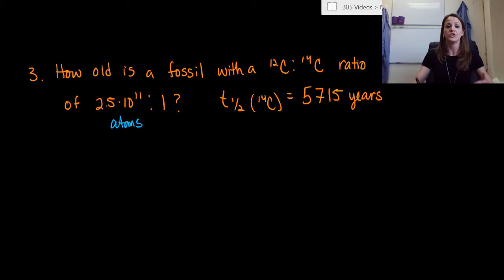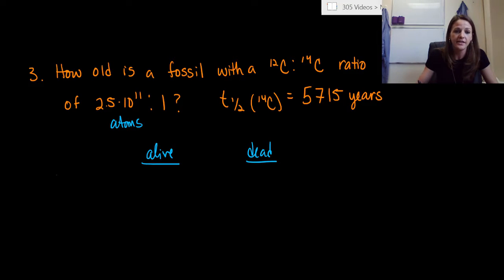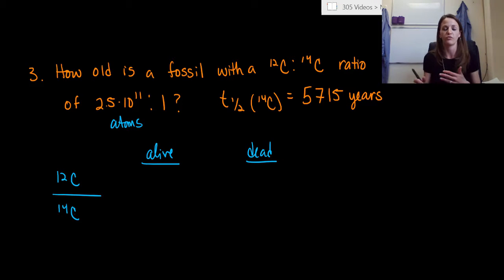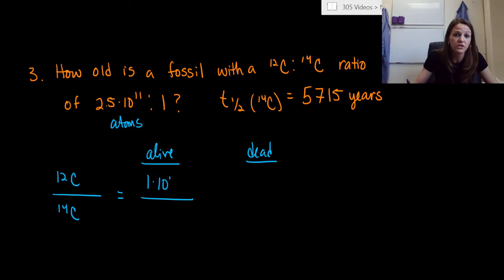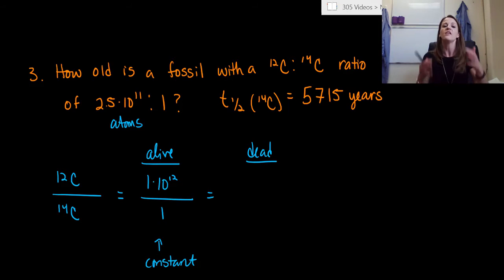So now, what you have to do here is first set up a couple different ratios. How I like to do this is have an alive section, have a dead section, and then basically your standard. So I like to set it up with 12 carbon over 14 carbon, or carbon-12 to carbon-14. And so let's do this for our alive section. Our alive section is going to be the 1 times 10 to the 12th over 1. This is standard. This is constant. This never changes while a substance is alive. This is something we assume that for all living, breathing species, they have this ratio of carbon-12 to carbon-14.